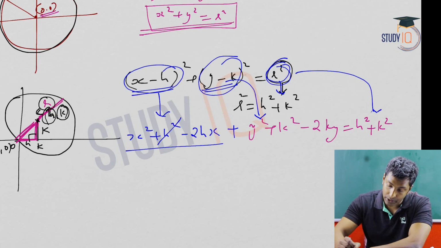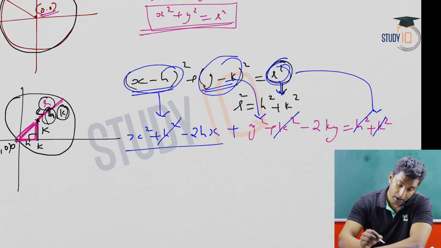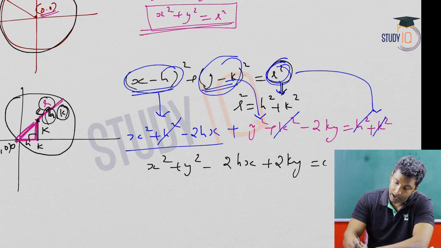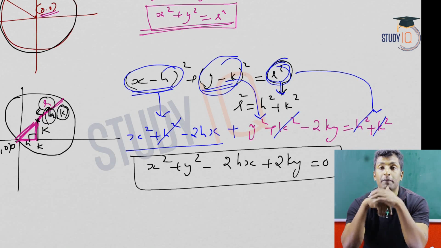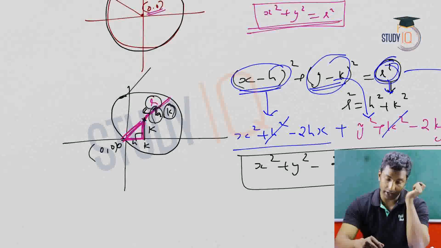Now you can see this h square and this h square are getting cancelled out. This k square and this k square are getting cancelled out. What you are left with is x square plus y square minus 2hx minus 2ky equal to 0. So this is the equation of a circle which passes through the origin. This is how you need to interpret it.